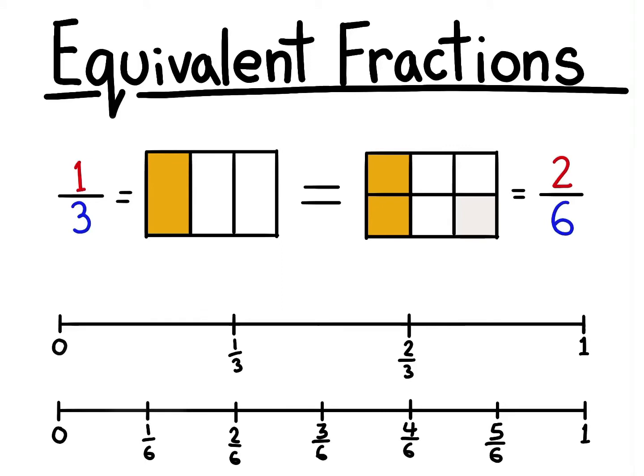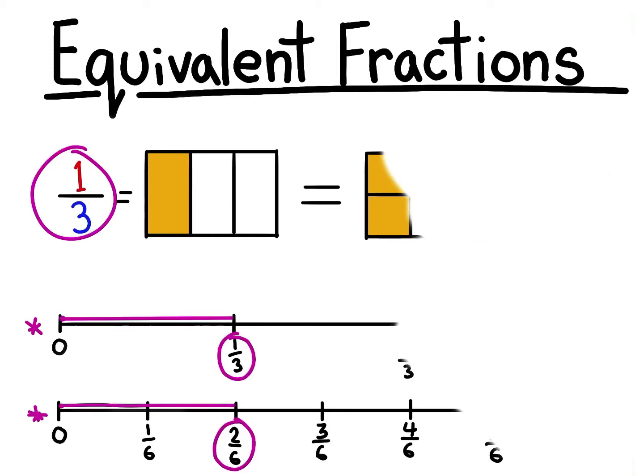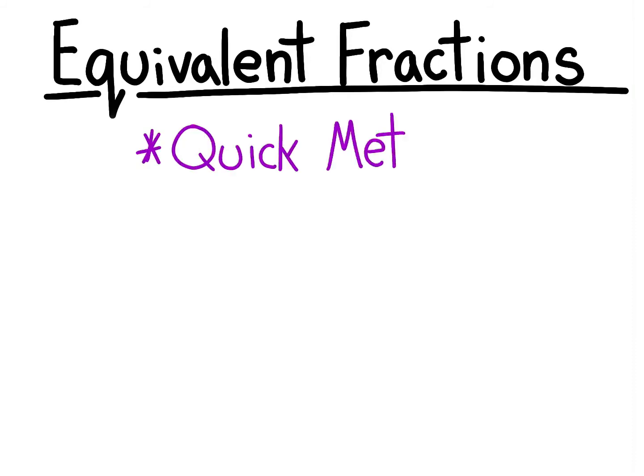On the number line on top, the thirds number line, if we move from 0 to 1/3, it's the same as moving from 0 to 2/6 on the sixths number line. And that shows it right here. These fractions, 1/3 and 2/6, are equivalent fractions because they have different numerators and different denominators, but they represent the same part of a whole.